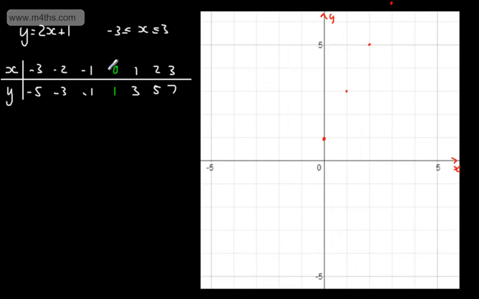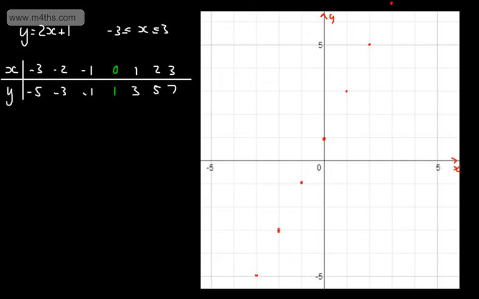Let's now look at this one here. We've got -1, -1. X is -1, y is -1. We should see now that the gradient of this line is 2. It's going across 1 for every 2 it goes up. So the next one, we're going to have x is -2, y is -3, and that's going to be just here. The next one, x is going to be -3, and y is going to be -5.